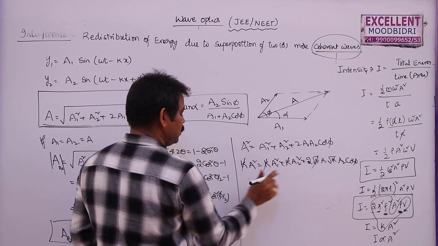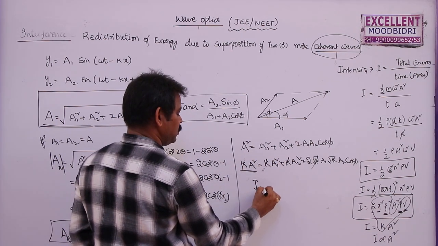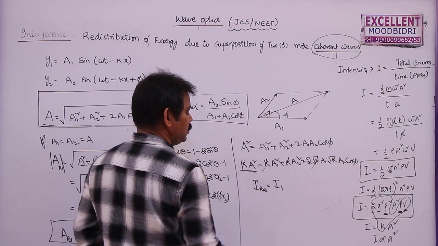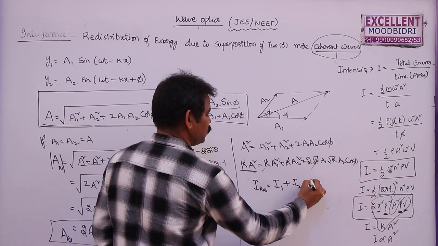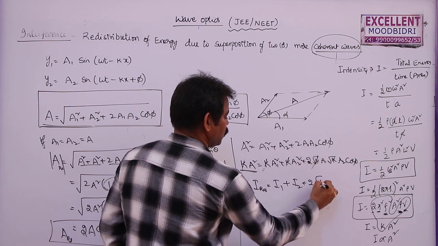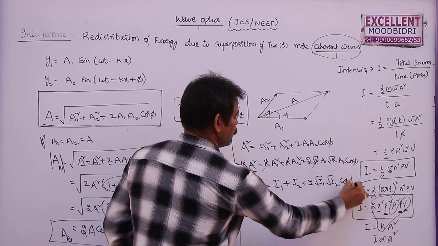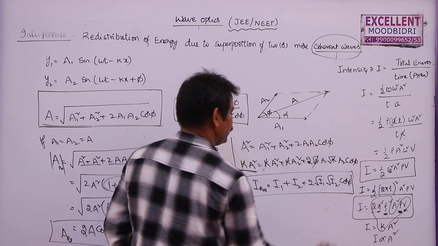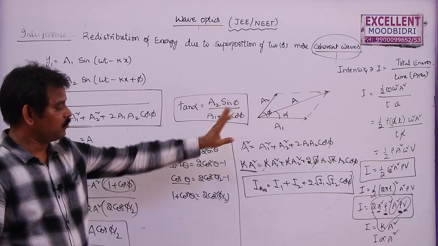Otherwise, I can write k A square, which is nothing but the resultant intensity, as equal to the intensity of the first wave I1 plus the intensity of the second wave I2 plus 2 root I1 root I2 cos phi. So this is the equation to find the intensity of two waves that are superimposed with each other at a phase angle phi.